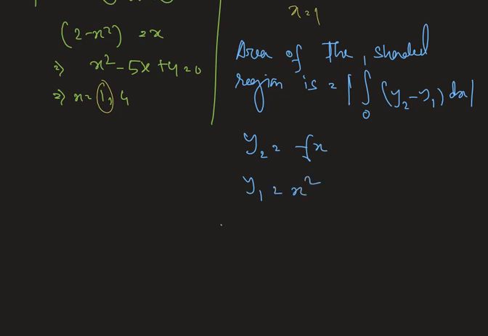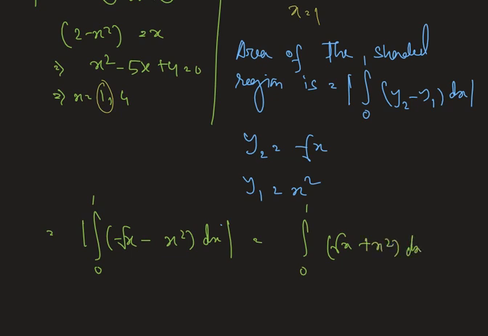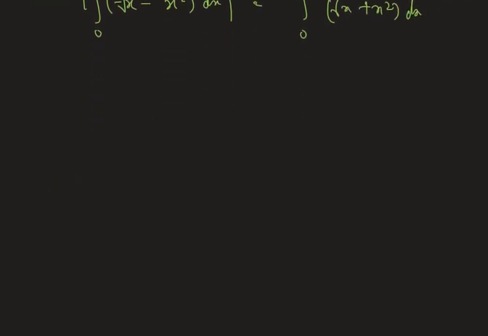Hence we get modulus of 0 to 1 minus root over x minus x square dx, and this results in integration 0 to 1 root over x plus x square dx. Hence we can say that integration 0 to 1 root over x dx plus 0 to 1 x square dx.